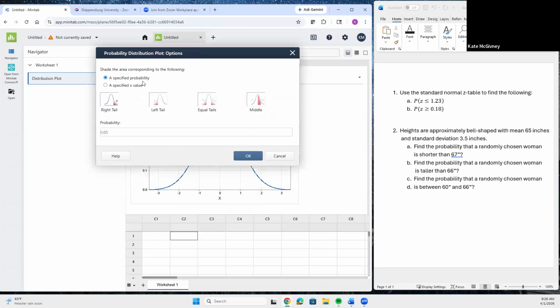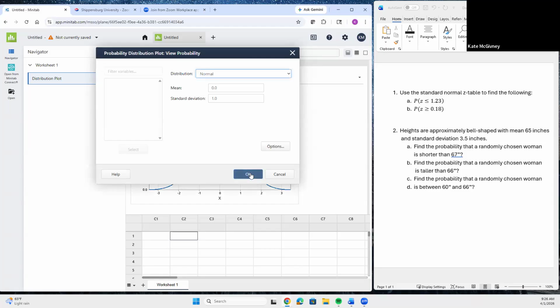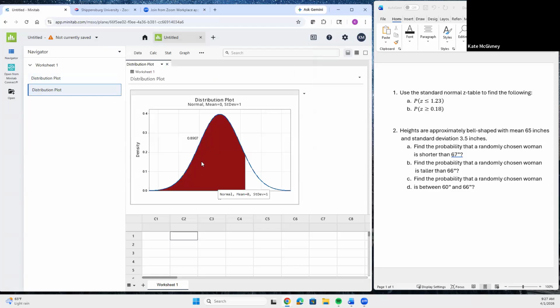Under Options, select a specified x value. That's a number on the x-axis. Our picture is of z-scores, and we want the z-score 1.23. So I'm going to put that value in, and I want the area to the left of 1.23, so I'm going to click left tail and click OK. Then OK again, and you can see the area is 0.8907. If you go back and look in the first video where we did calculations by hand, you'll see that we got the same answer.